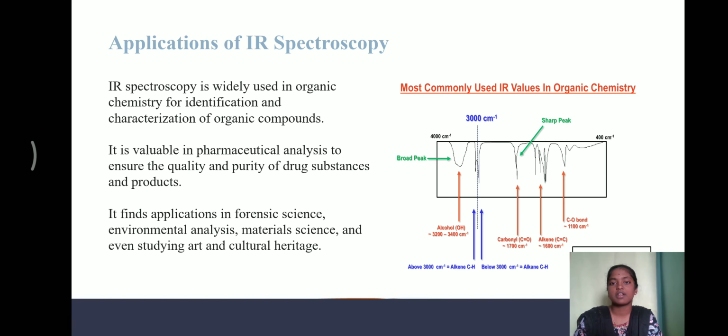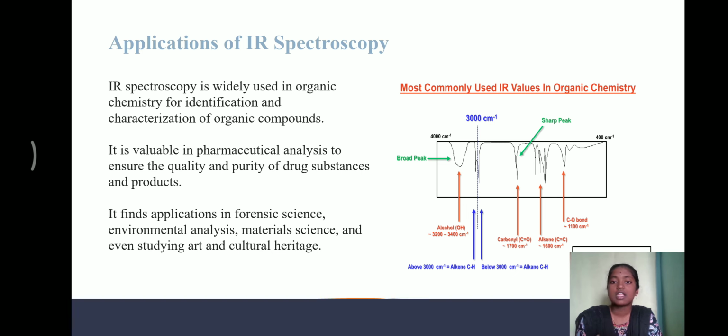Applications of IR spectroscopy. What are the major applications? IR spectroscopy is widely used in organic chemistry for identification and characterization of organic compounds. It is valuable in pharmaceutical analysis to ensure the quality and purity of drug substances and products. It finds applications in forensic science, environmental analysis, material science, and even studying art and cultural heritage.